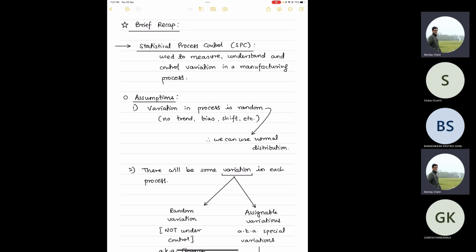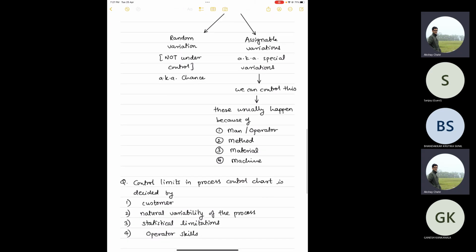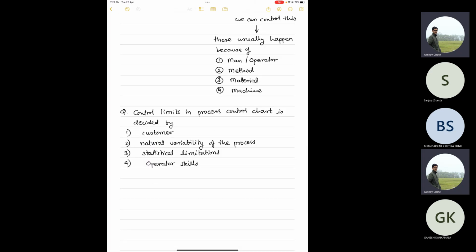Yeah, so Ganesh is saying the answer is option 3. So that is correct. Whatever control limits you set, they are driven by the natural variability of that process, or this random variation that we discussed. So therefore, that will decide the control limits.